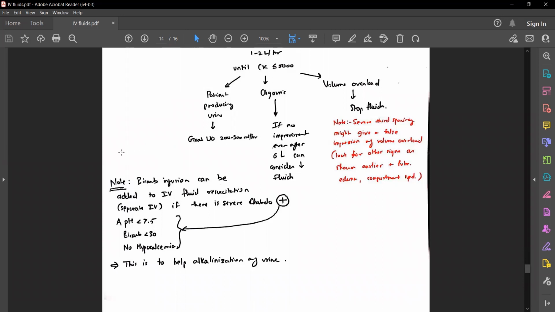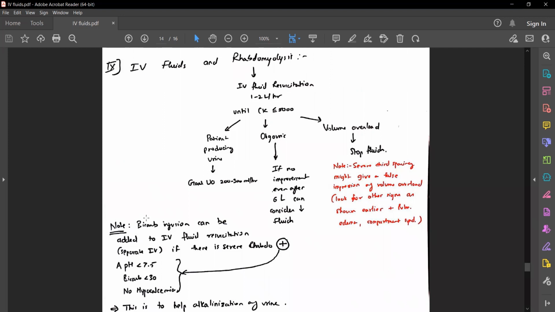Then one other thing in rhabdomyolysis that you have to remember is bicarbonate infusion, which I will be discussing in the next slide. You could use bicarb infusion in addition to the IV fluids if there is severe rhabdomyolysis with a pH of less than 7.5, bicarb less than 30, and the patient does not have hypocalcemia. Now, remember, the purpose behind using bicarb in rhabdomyolysis is not acidosis, it is to help alkalinize the urine. So this is something that you have to remember. You could use a separate IV and start the patient on bicarb infusion when these conditions are met in severe rhabdomyolysis.